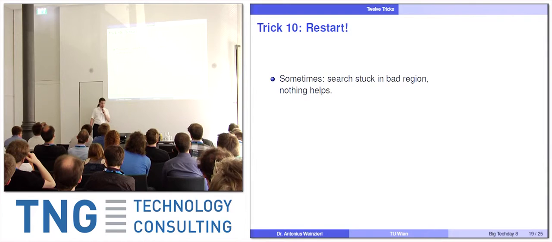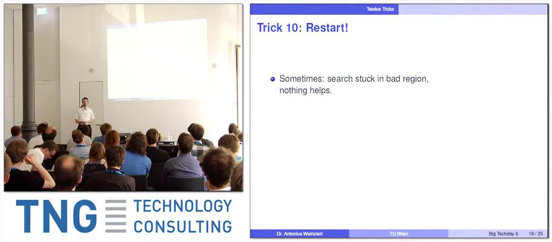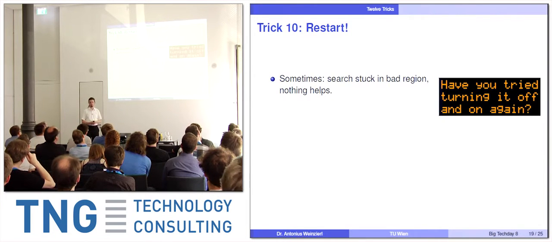But sometimes we are just stuck in a bad region and nothing helps. The learning doesn't help us, the back-jumping doesn't help us, pre-processing was also of no help. So we can't do anything. We are encountering one wrong assignment after another, and we really see no way out. But luckily, in IT, we have a standard procedure for that.